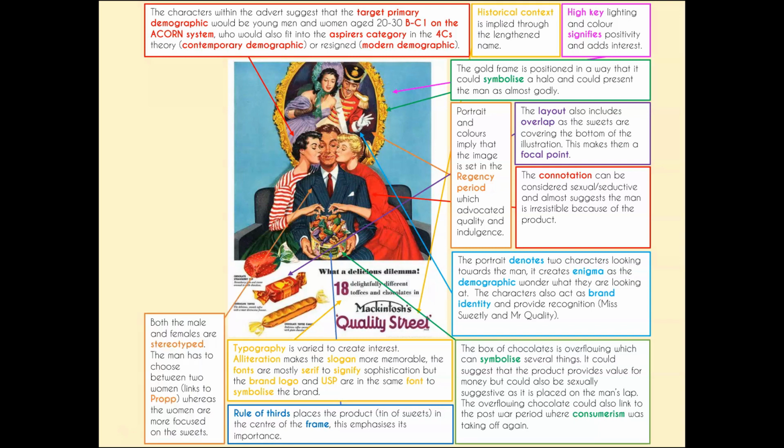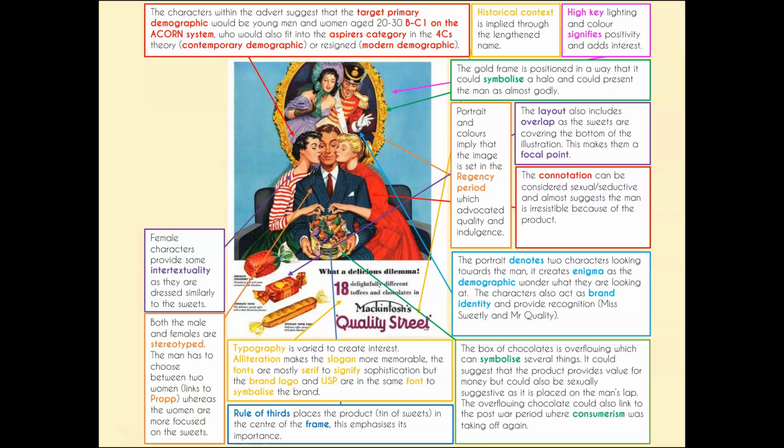We've got both the male and female characters stereotyped. On the one hand, the man, as we've said, has to choose between these two women, and that links to props theory because it presents him as the protagonist and main character, and the two women are perhaps the prize for him. Whereas the women are more focused on sweets, so again there's gender stereotyping there, and they could be considered, in a way, their own hero, with the sweets being the prize that they get if we're looking at this in terms of props characters.